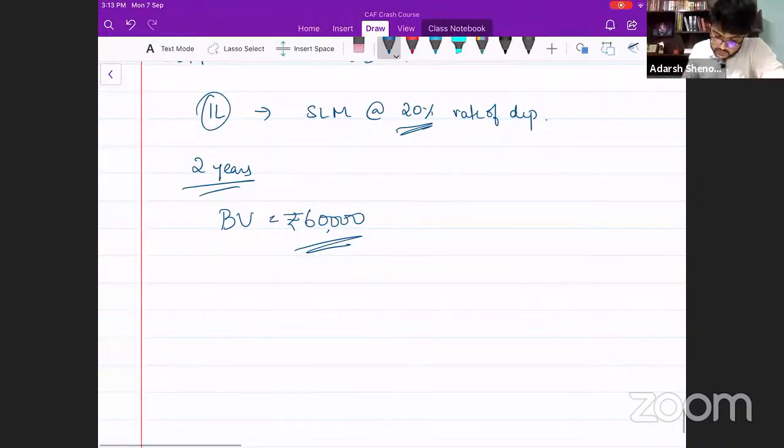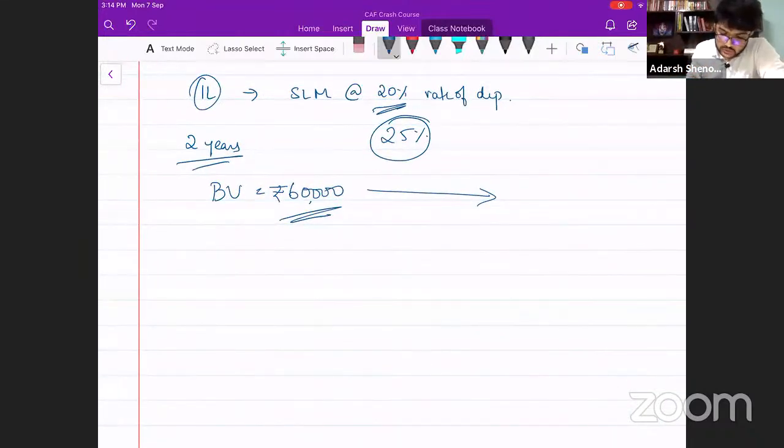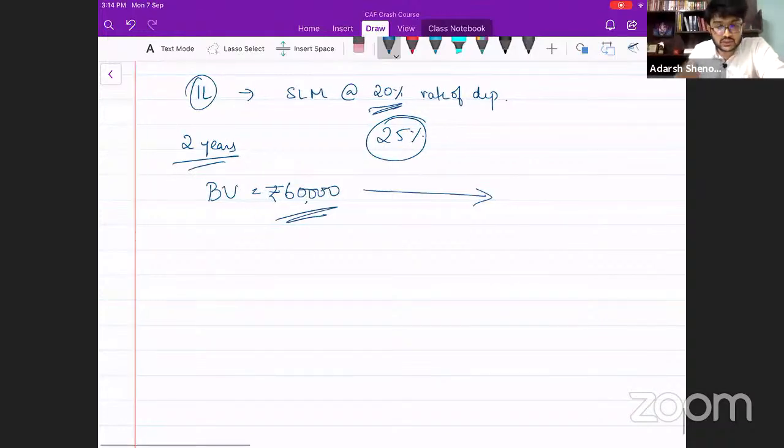Now you have changed the method of depreciation from SLM to WDV and you are saying the rate of depreciation is 25% under the WDV method. Now there are two ways of doing this change in method of depreciation. Number one is retrospective effect. Till the last attempt, and in fact till the attempt before that, even one exam question was asked on retrospective effect. Even in an RTP, there was one question on retrospective effect.